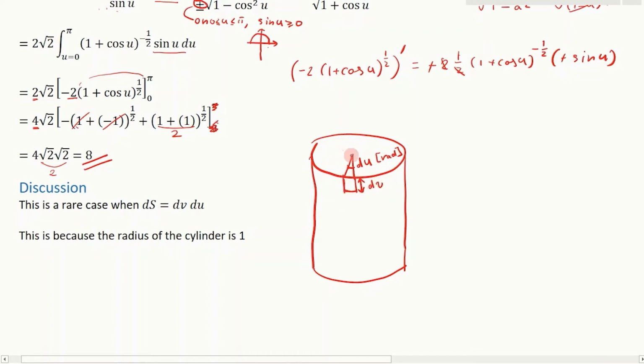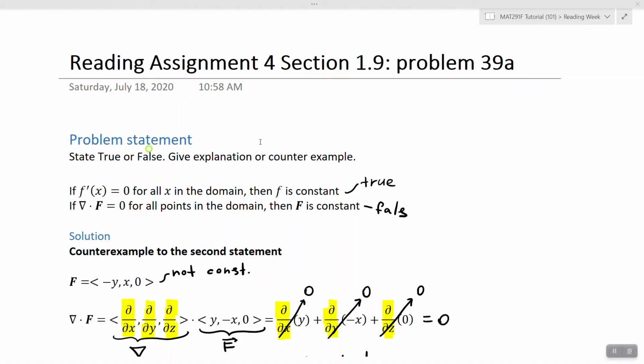And we know that the radius of this cylinder is 1, and because of this, this arc length is equal to radius times the change in angle. So 1 times du. Now, if the radius wasn't 1, this wouldn't be 1 times du. But because the radius is 1, this patch has the area du times dv.